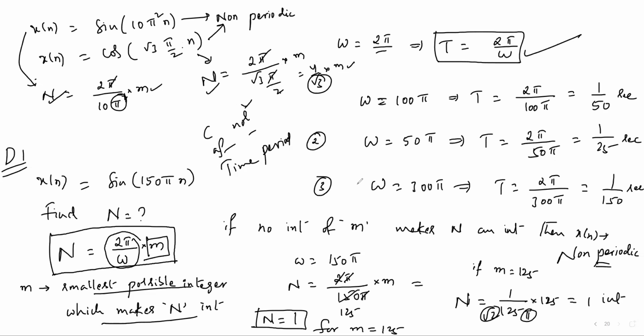The most important thing is, if more than one signal is given and all signals are periodic signals, then for the sum of all those periodic signals, what is the time period, or whether the signal is periodic or not, we have to find that. That is very important for us. Let us see that one.